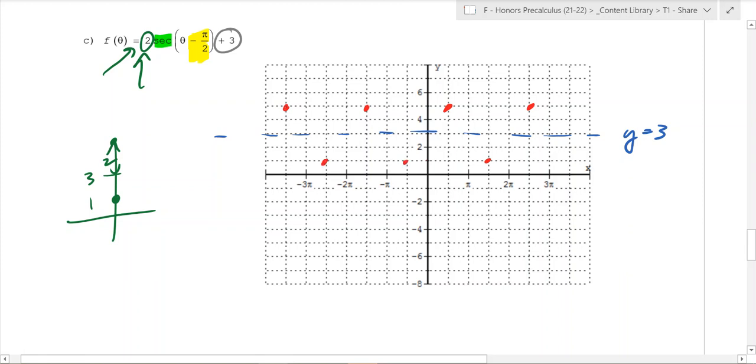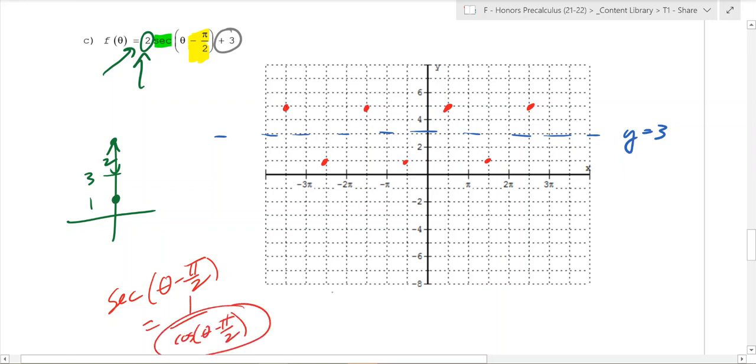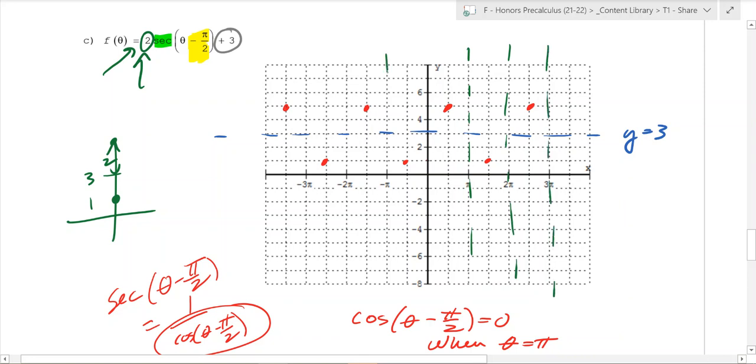And then you know that there are going to be vertical asymptotes whenever the denominator is undefined. So remember, secant of theta minus pi over 2 is equal to 1 over cosine of theta minus pi over 2. So it's going to be undefined when that's 0. It's 0 when cosine is at pi over 2. So what do you have to plug into this? Cosine of theta minus pi over 2 is equal to 0 when theta is equal to pi. So that means there's going to be a vertical asymptote here, here, and here, there, and there, and there.